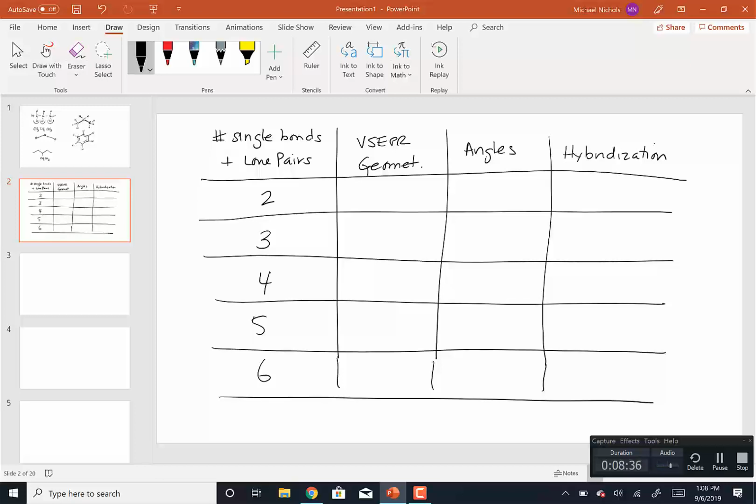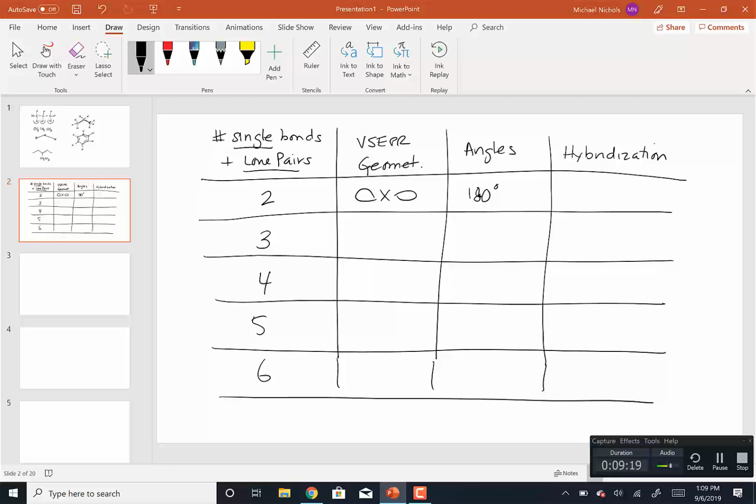So, the VSEPR geometry then is going to be the way that the clouds of electron density are oriented around a central atom. So our clouds come from single bonds and lone pairs. So those are big balloons of negative charge. They are going to try and get as far away from each other in space as they can. So when you have 2 of those, you'll have 2 clouds at 180 degrees. Right? That'll be 180 degrees.